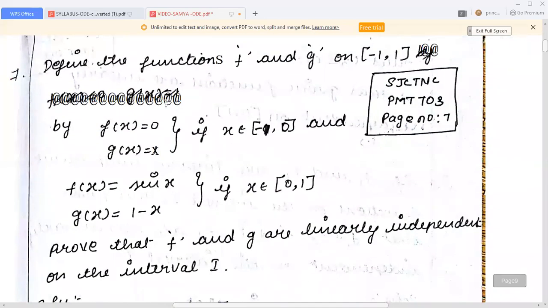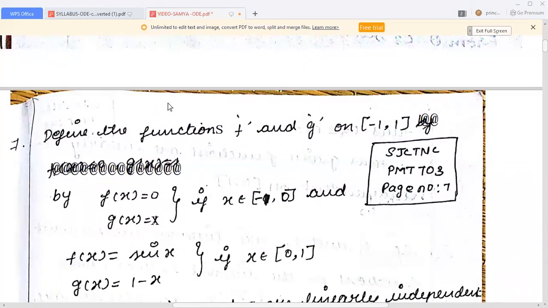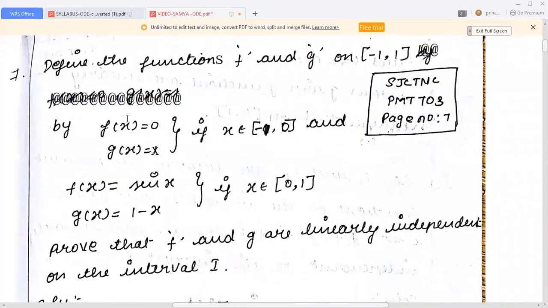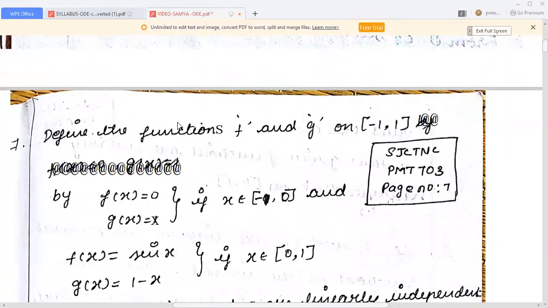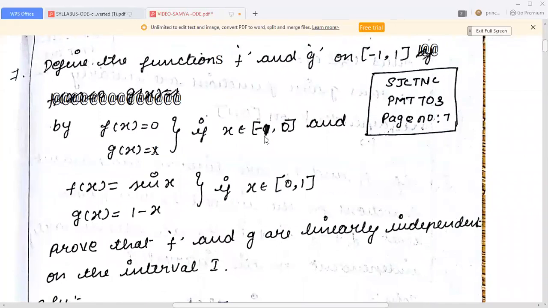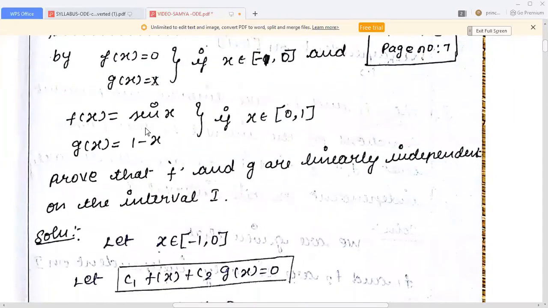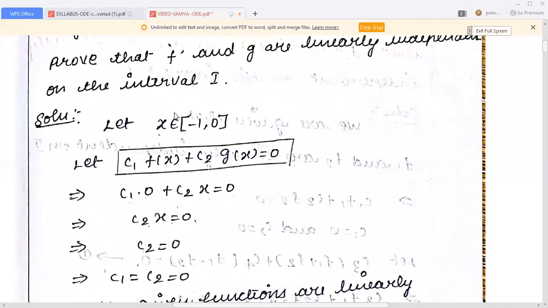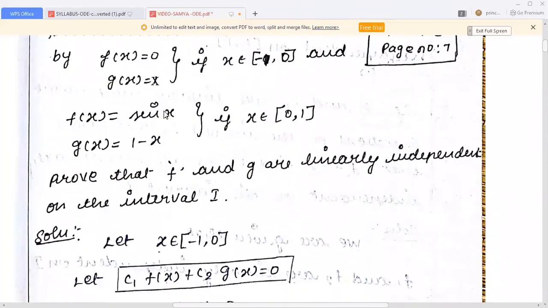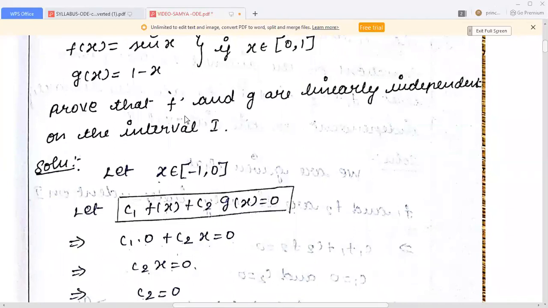Now we can do the next problem. Define the functions f and g on the interval minus 1 comma plus 1 by f of x equal to 0, g of x equal to x, if x belongs to the closed interval minus 1 comma 0. The next f of x equal to sin x and g of x equal to 1 minus x if x belongs to the closed interval 0 comma 1. Prove that f and g are linearly independent on the interval I.